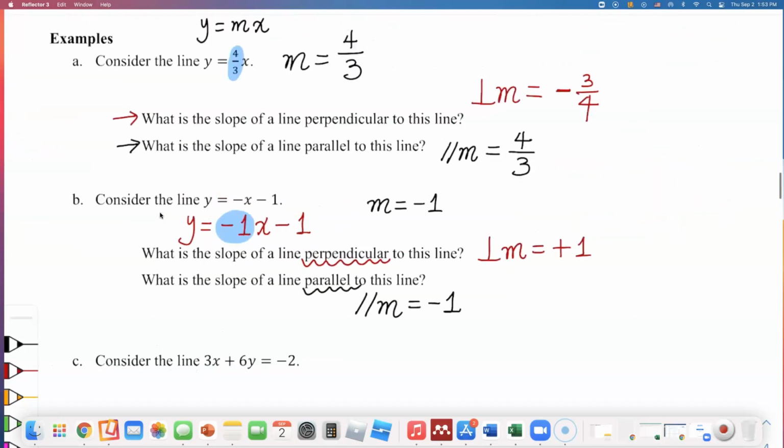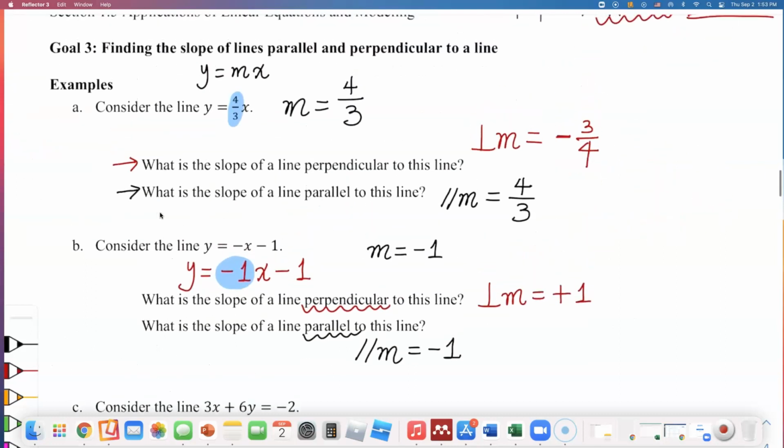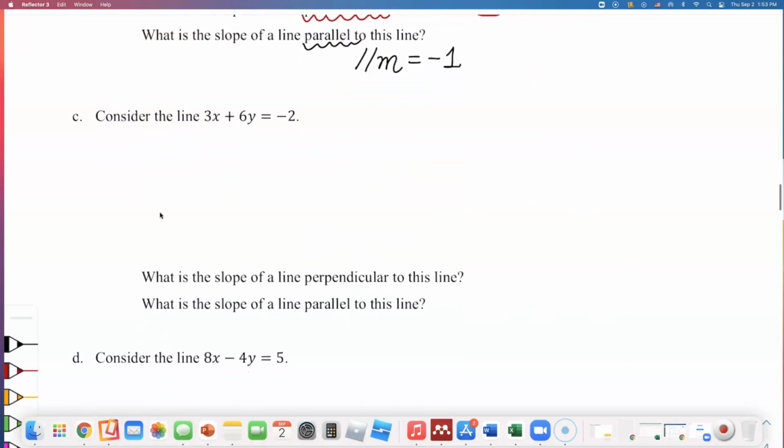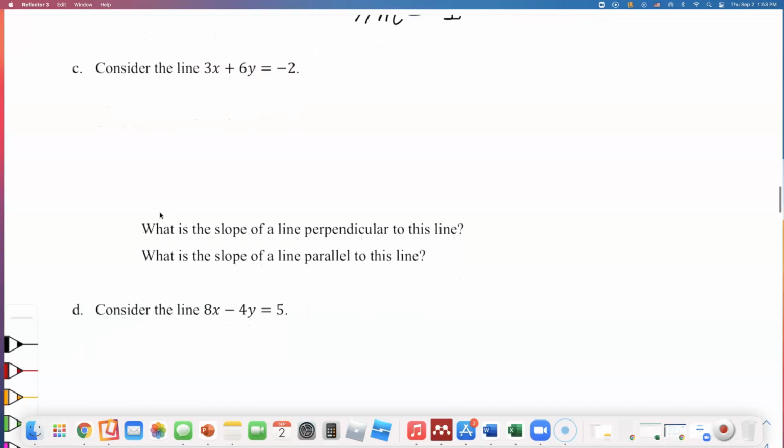Now, A and B, the two examples that we just went over, the equations were already written in slope-intercept form. And I believe these are broken down into two separate ALEKS homework topics. C and D, I'm going to give you something a little more challenging. Equations are in standard form. So what you have to do first is rewrite it.